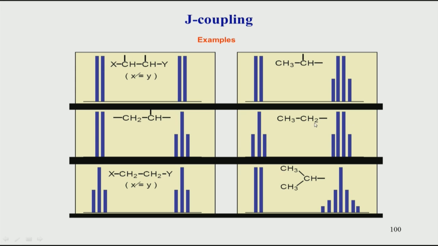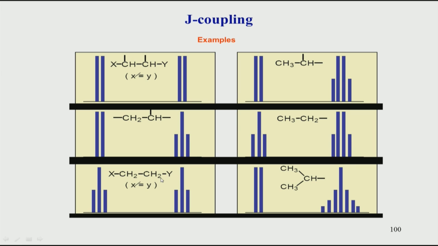On the right side, these 2 hydrogens are equivalent, but both of them are coupled to the 3 hydrogens on this side. So, the n+1 rule says they should get 4 peaks. So, whenever you have any CH or CH2 coupled to a CH3, you will get a quartet. This is called a quartet. Quartet means 4 peaks.